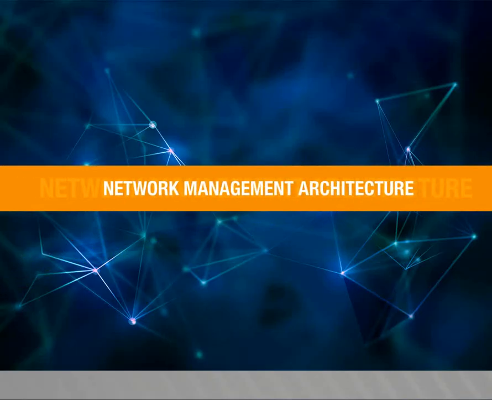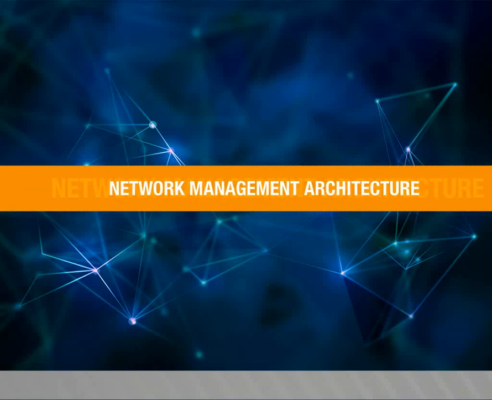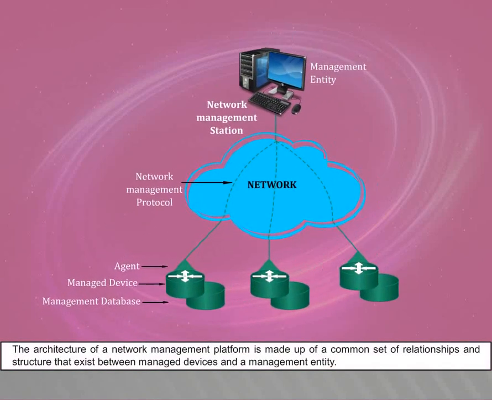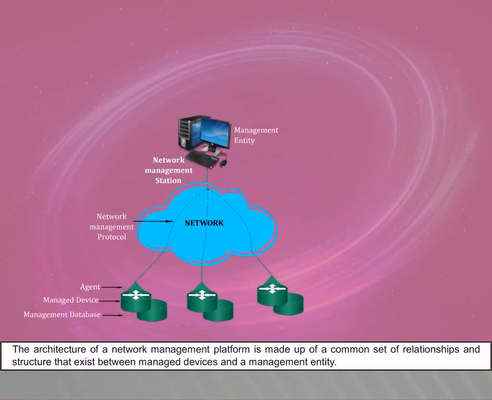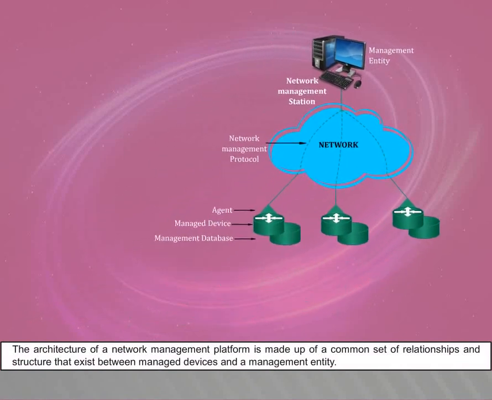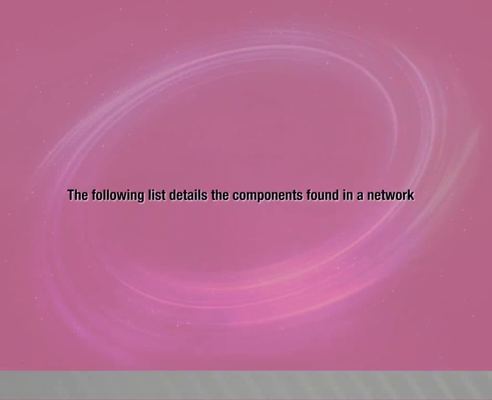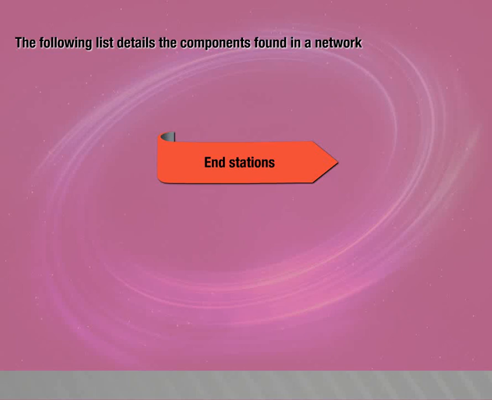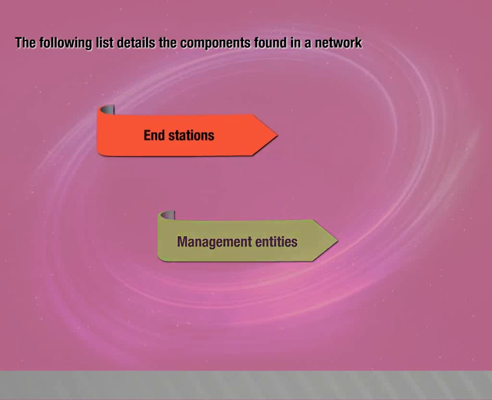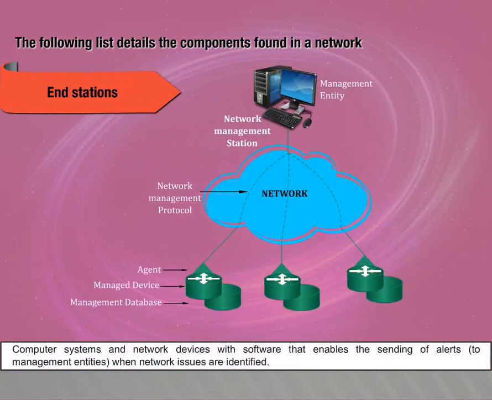Network management architecture. In this video, we are going to see about network management architecture. The architecture of a network management platform is made up of a common set of relationships and structure that exist between managed devices and a management entity. The following list details the components found in a network: end stations, computer systems and network devices with software that enables the sending of alerts to management entities when network issues are identified.